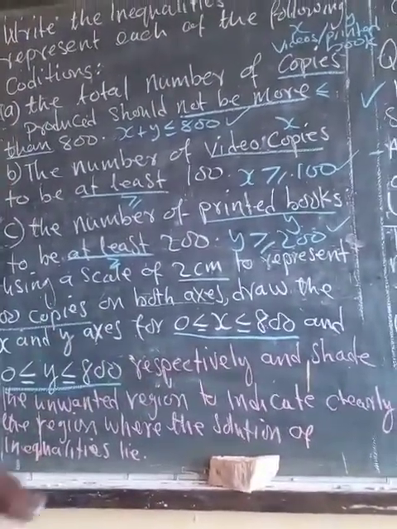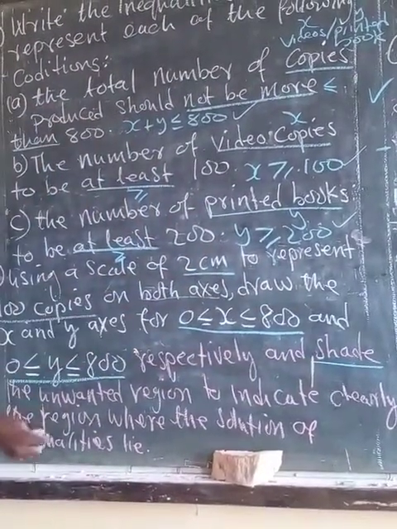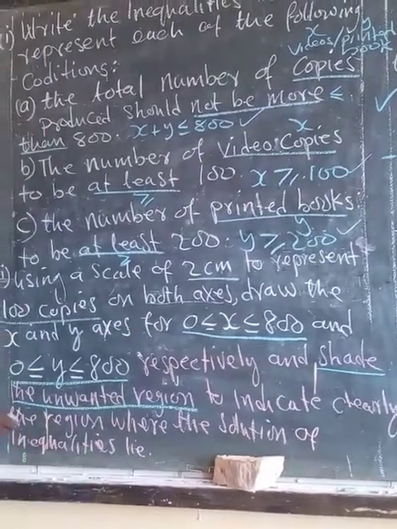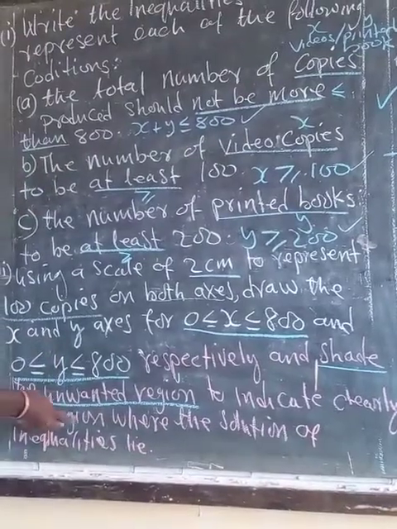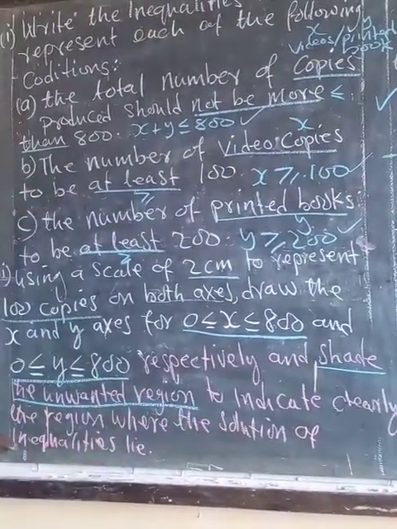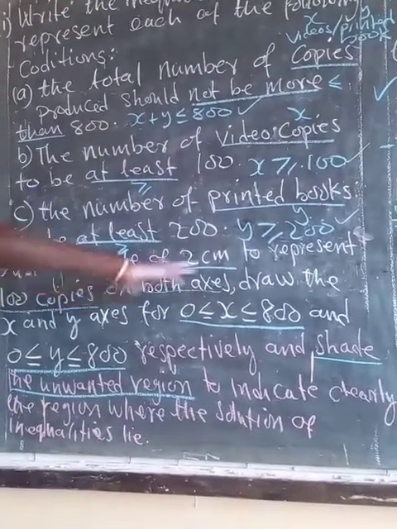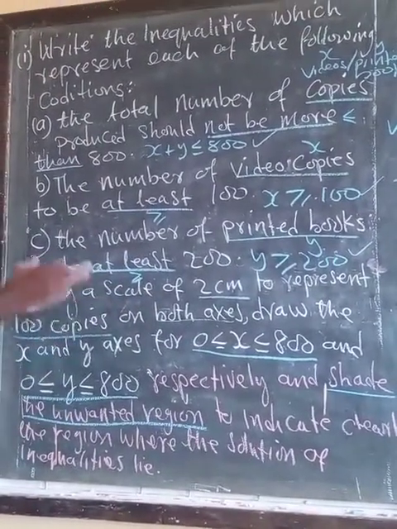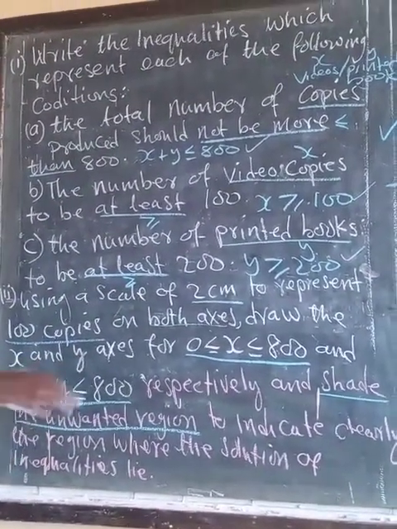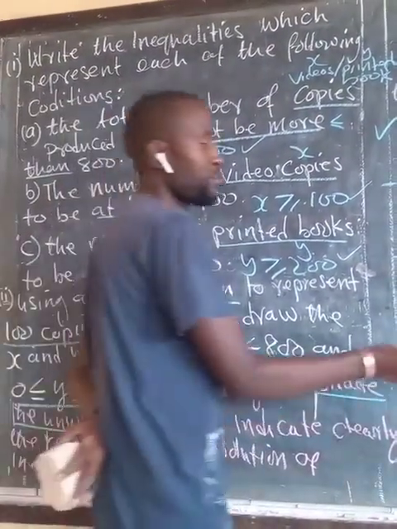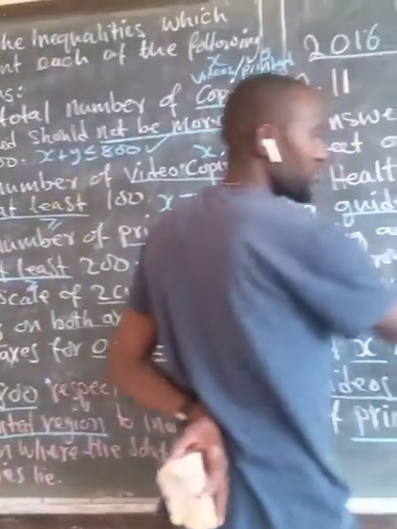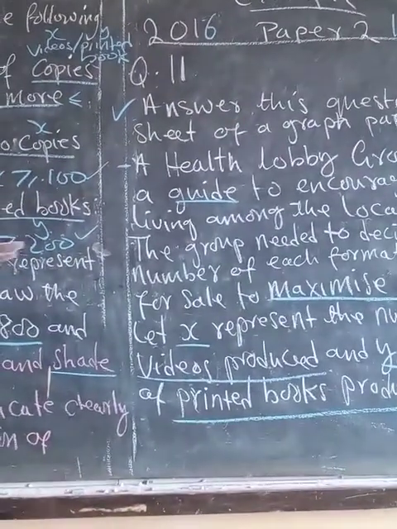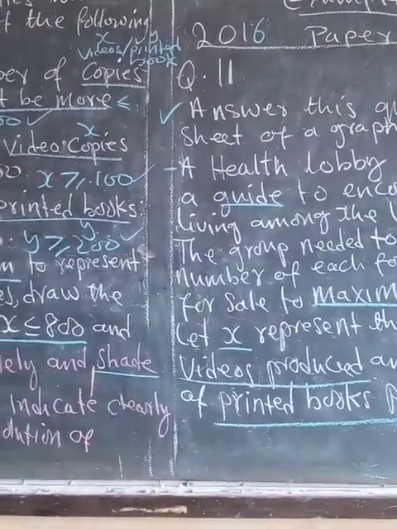Respectively, and once you draw the inequalities, shade the unwanted region to indicate clearly the region where the solution of the inequalities lies. So we need to draw a graph that will show these inequalities, and therefore we shade the unwanted region, and we shall see what we are looking for. The keyword is that we are trying to maximize the profit. So once we draw the inequalities, we need to find the maximum profit made from the video copies and from the printed books.